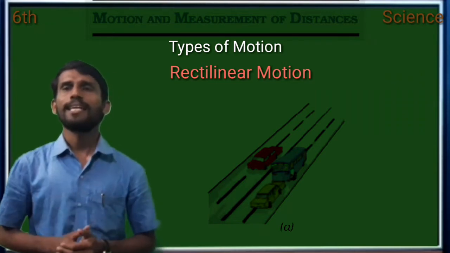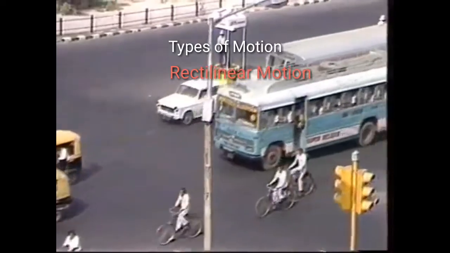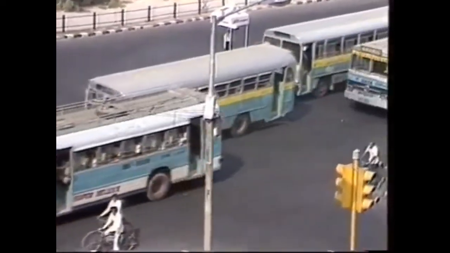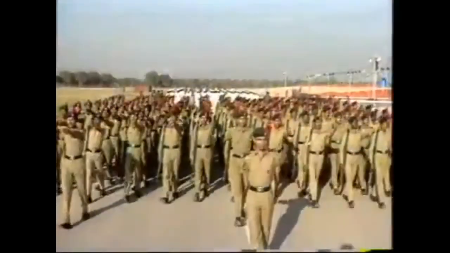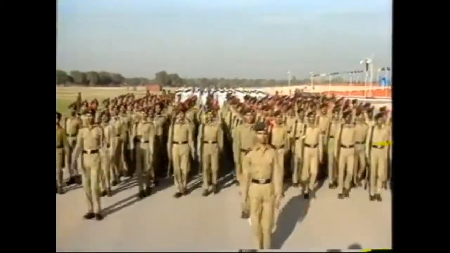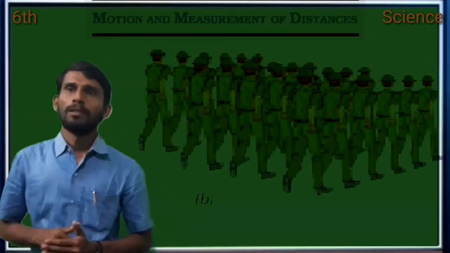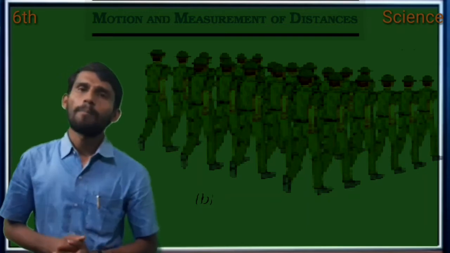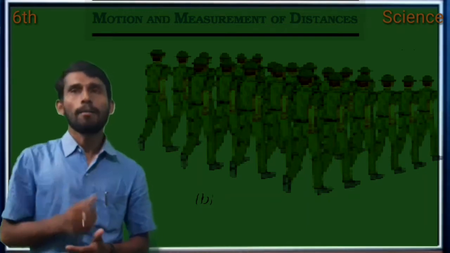Dear student, let us see some examples. See here, vehicles moving on the road. This is rectilinear motion, and a march past. This is also rectilinear motion. Okay, this type of motion is called rectilinear motion. Dear student, these are the examples of rectilinear motion.